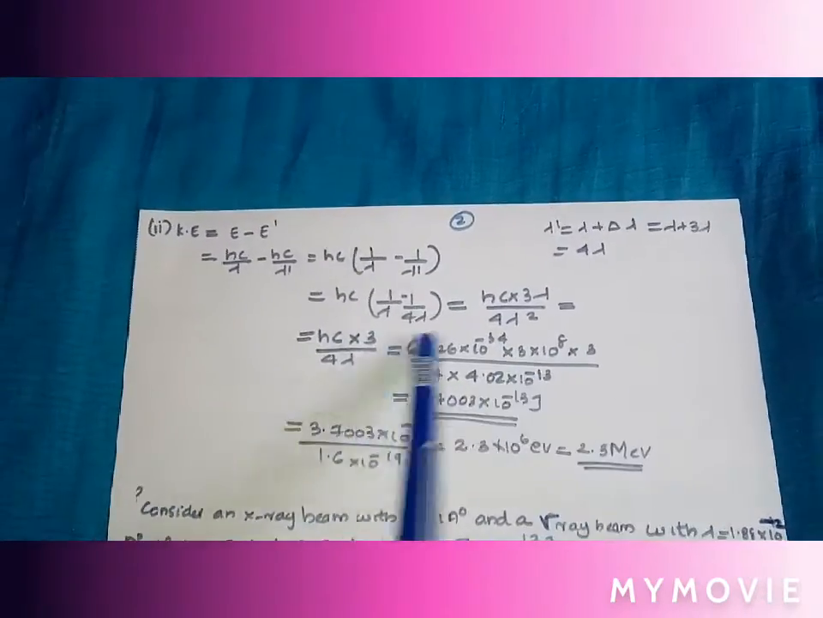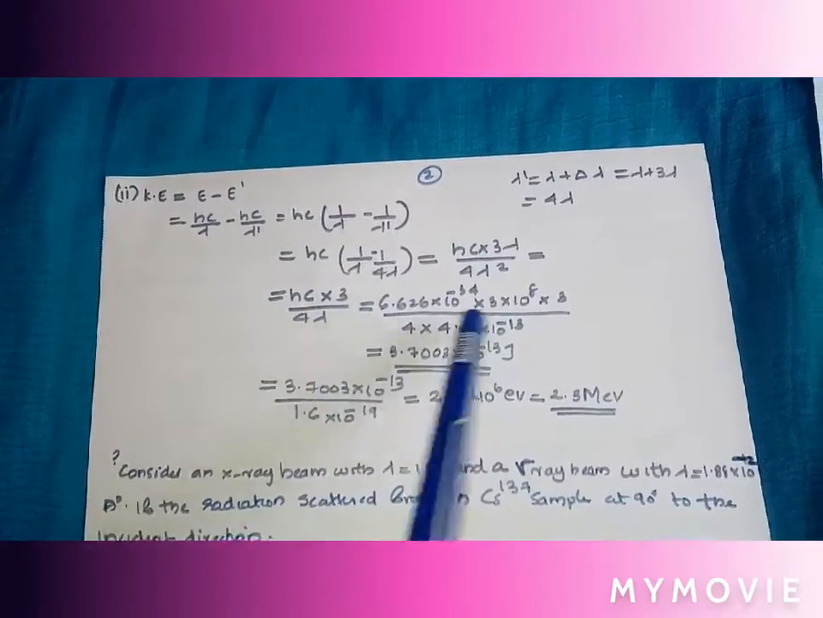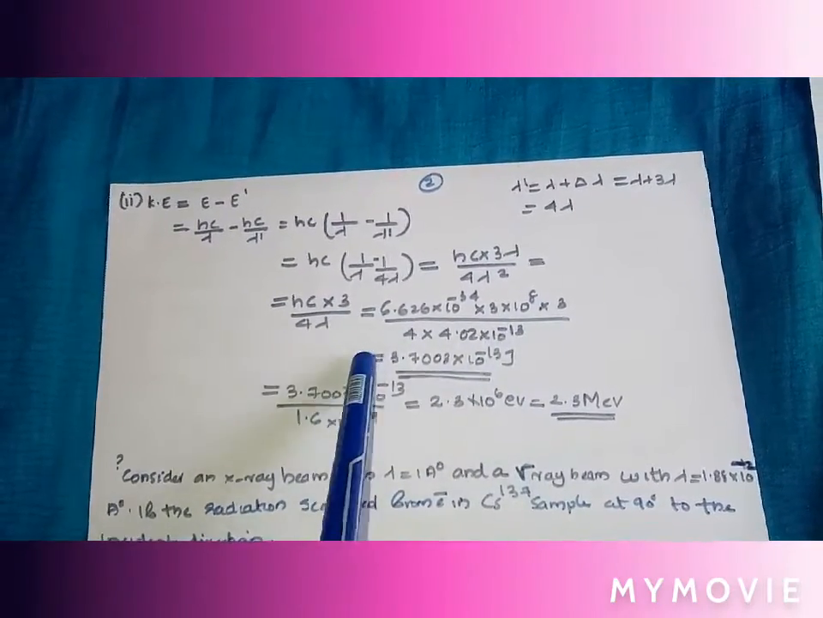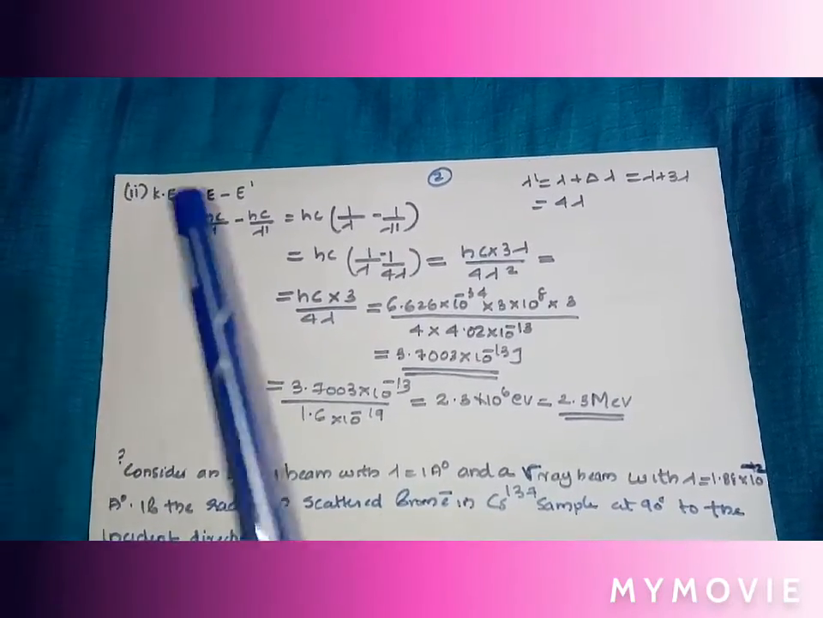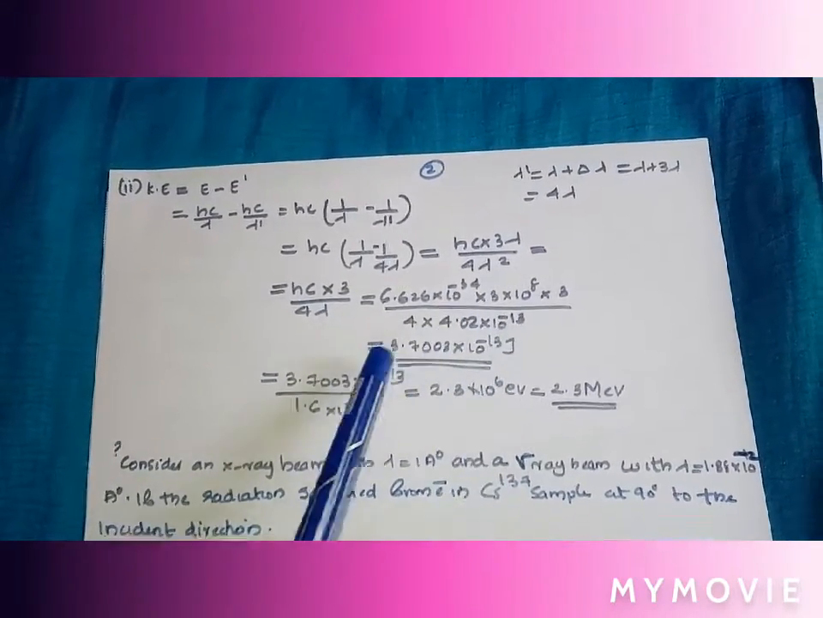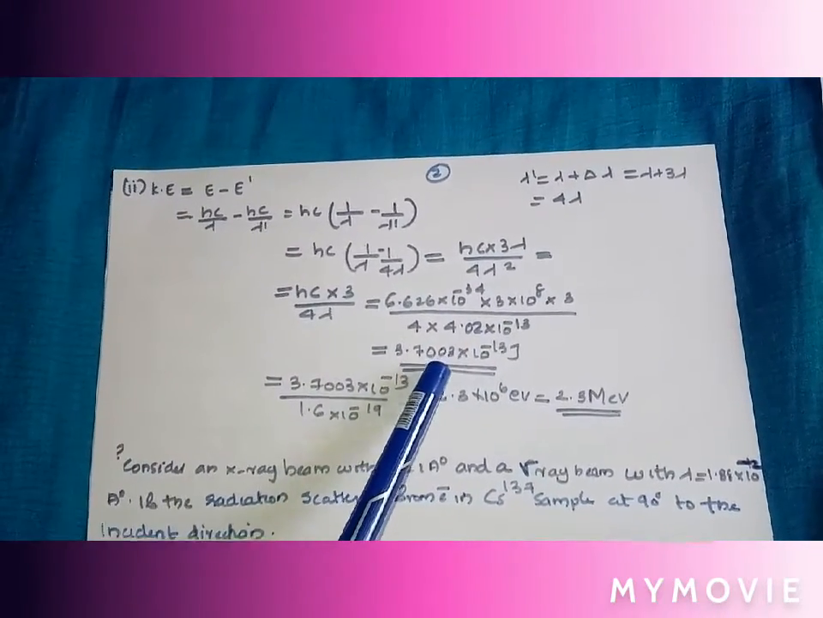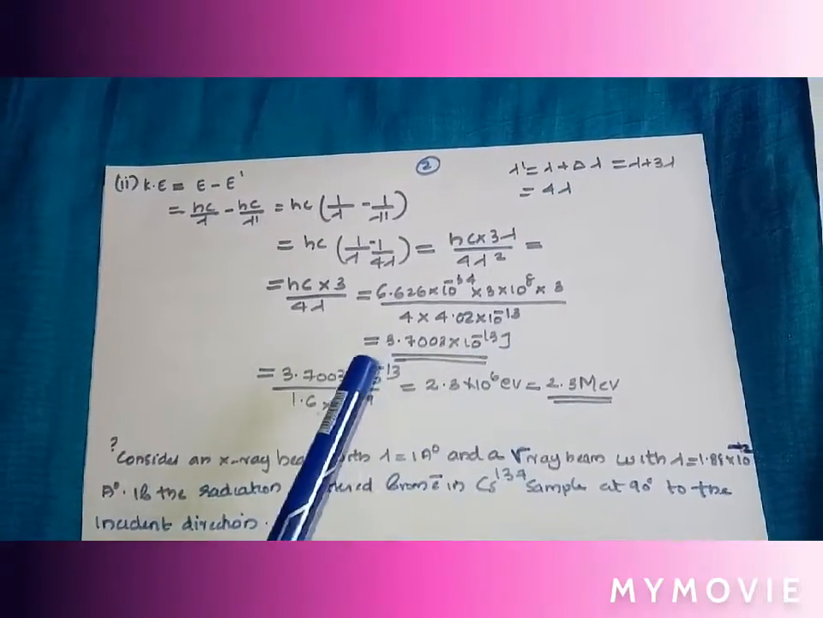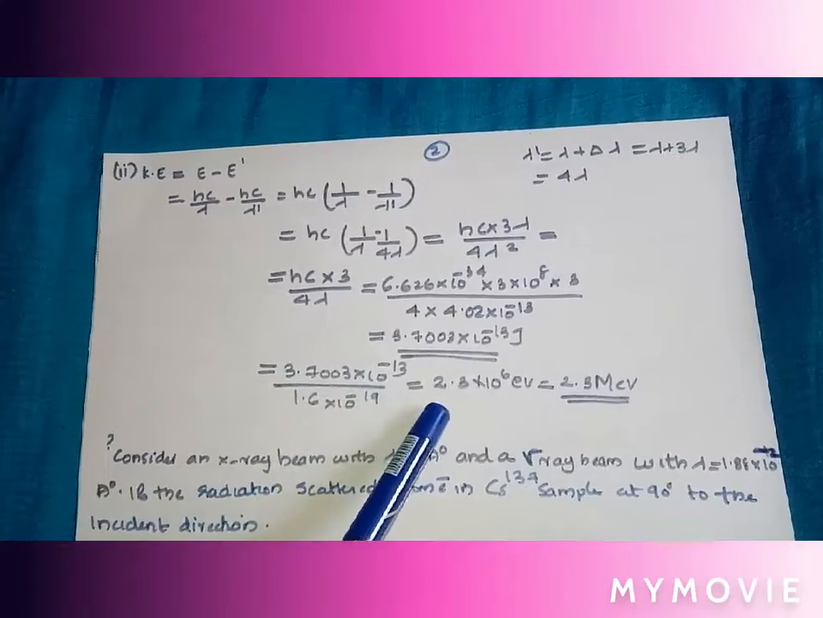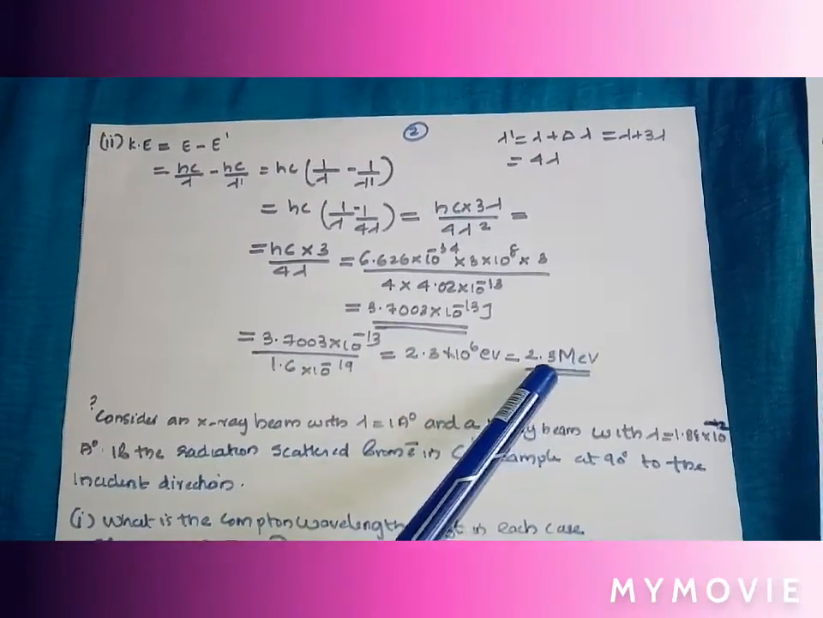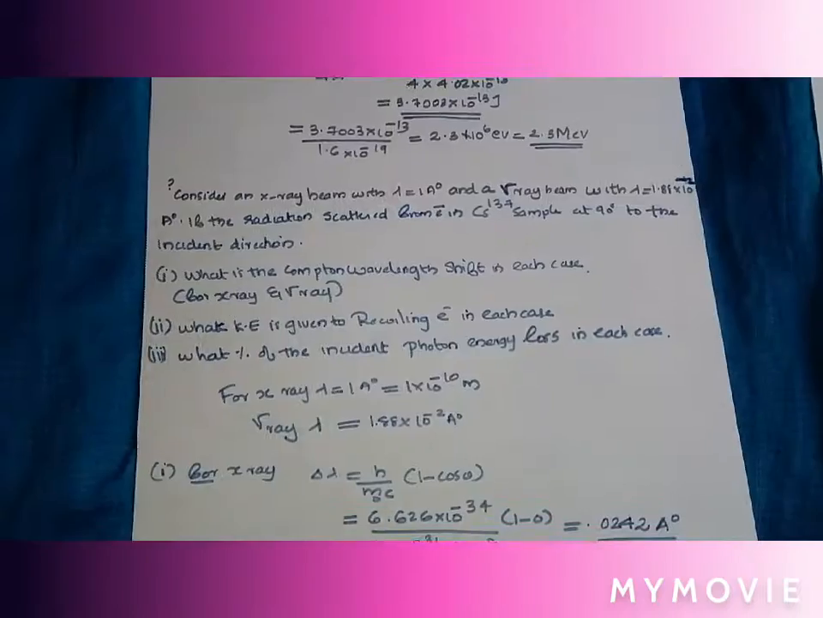Here h is equal to 6.626 into 10 raised to minus 34, and c is equal to 3 into 10 raised to 8. We use 3 divided by 4 into lambda, where lambda is obtained from the previous part, 4.02 into 10 raised to minus 13. From that we get the kinetic energy of the recoil electron as 3.7003 into 10 raised to minus 13 joule. To convert into electron volts, we divide by 1.6 into 10 raised to minus 19, which gives 2.3 mega electron volts. That is the answer.